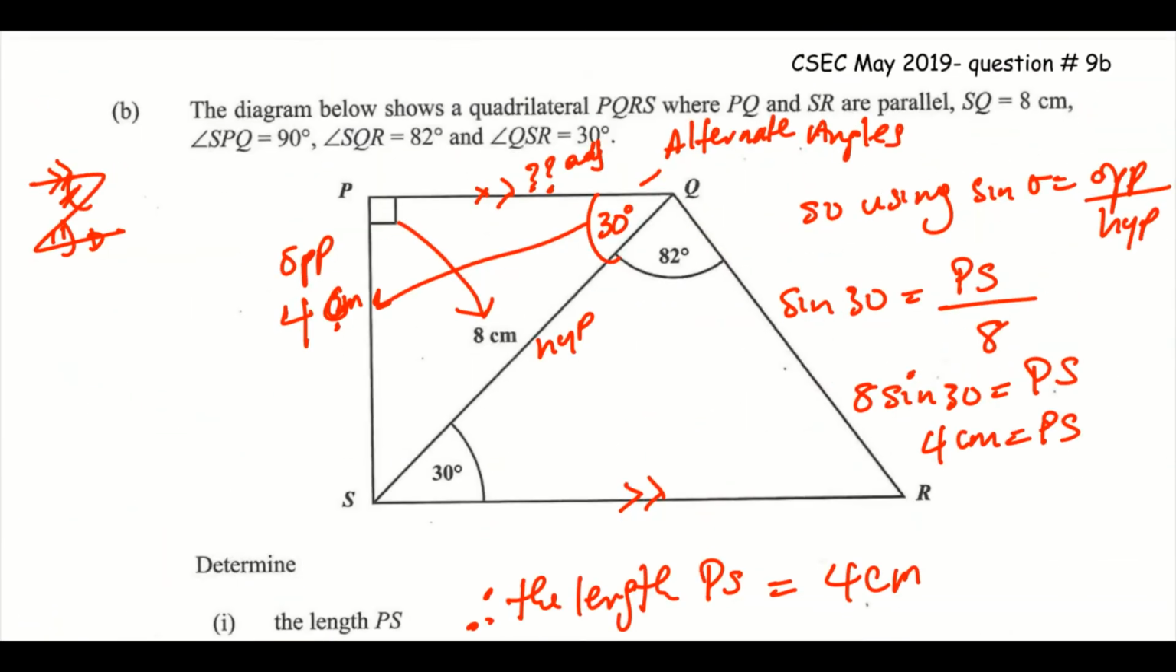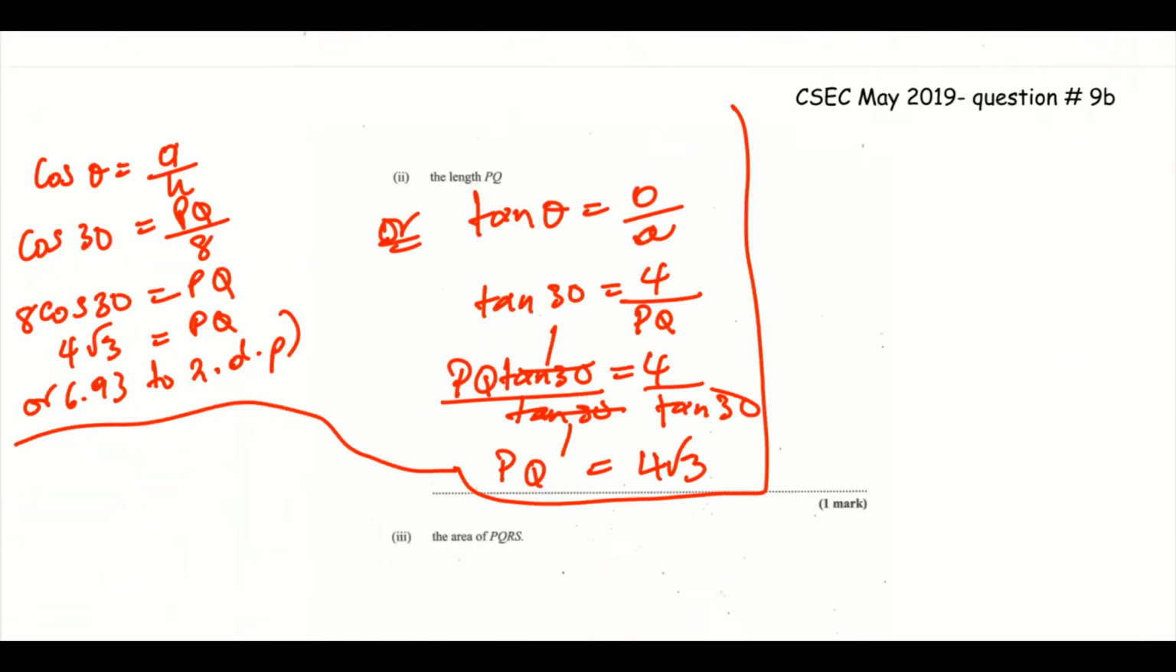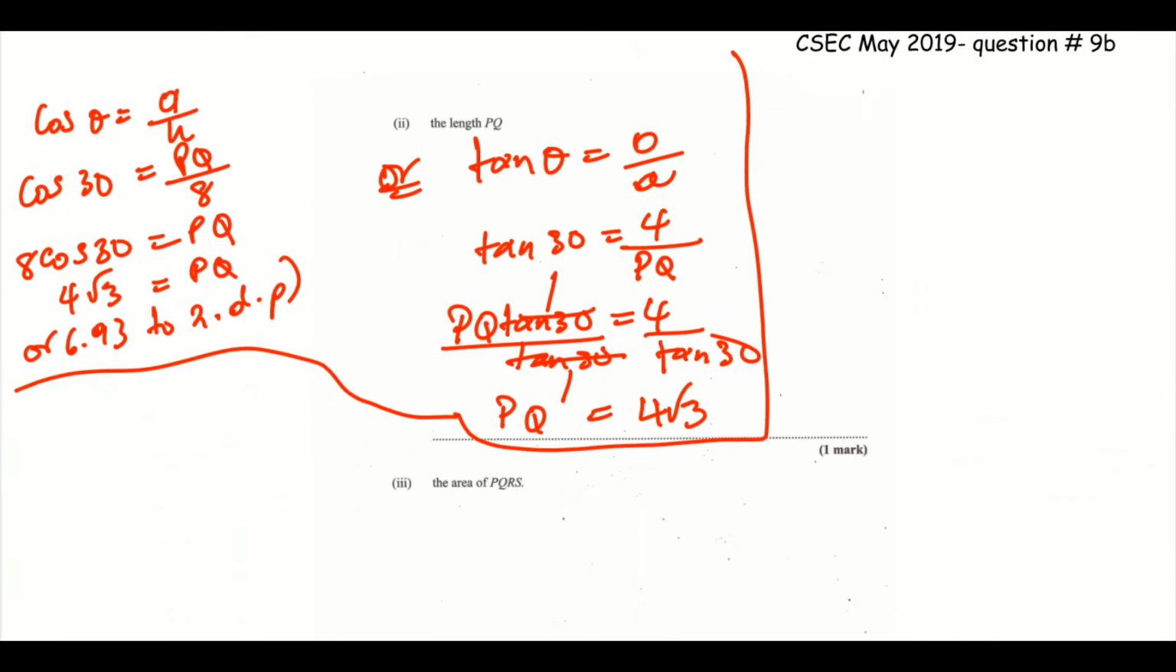Now to find the area of PQRS, we must first observe that PQRS takes the shape of a trapezium. So we're going to use the area of a trapezium. So we have area, so let's write that down because it takes the form. So it's the area of a trapezium.